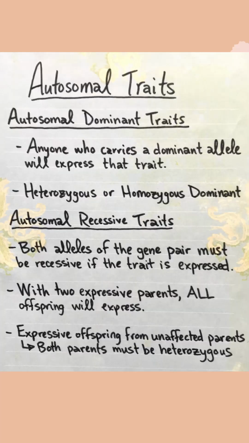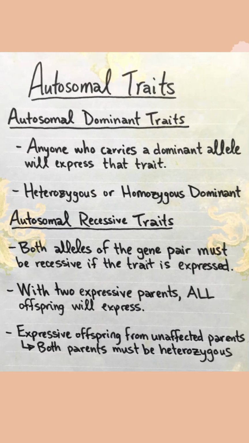Starting off with the autosomal traits, which are genes located on chromosomes 1 through 22 for people. Everybody has these chromosomes, no matter if you're XX or XY. Starting with dominant traits: dominant traits on an autosomal chromosome are expressed by anybody who carries even one of those alleles in their gene pair. For an autosomal recessive gene, both alleles of the gene pair have to match in order for that trait to be expressed in a person.